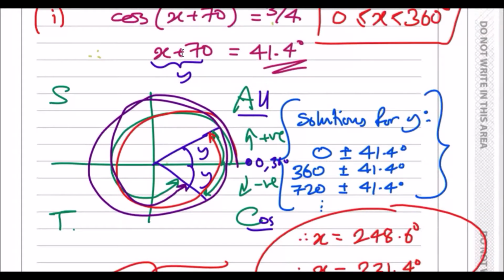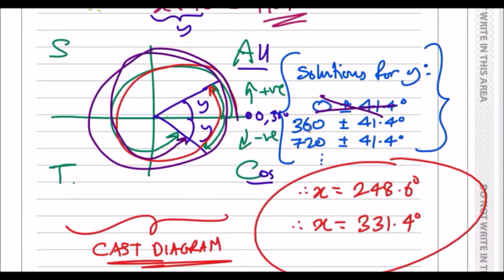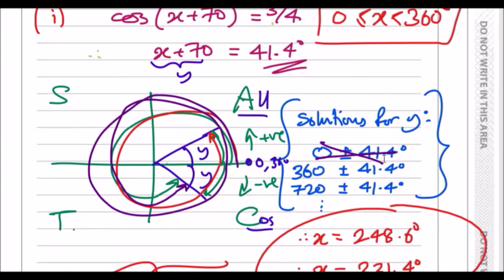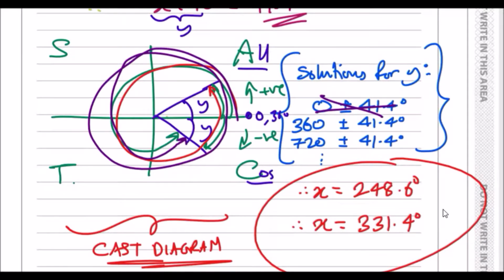However, to find x, now we need to use all of this and subtract them all by 70. My advice is always start from the top. So let's use the plus value. So 41.4 minus 70 will give us a negative. If we start with minus, again, that's negative. So this first solution is invalid. So using 360, I'm going to use the plus first. If you do 360 plus 41.4 minus 70, you should get an x value of 331.